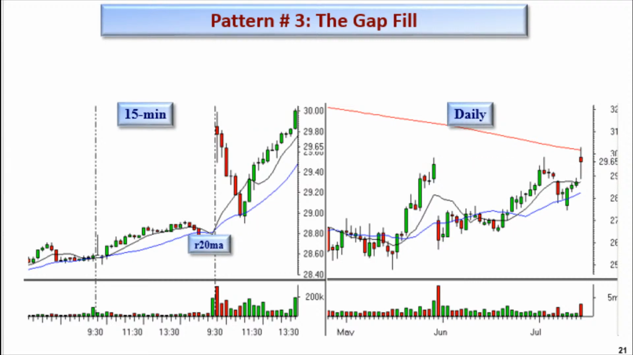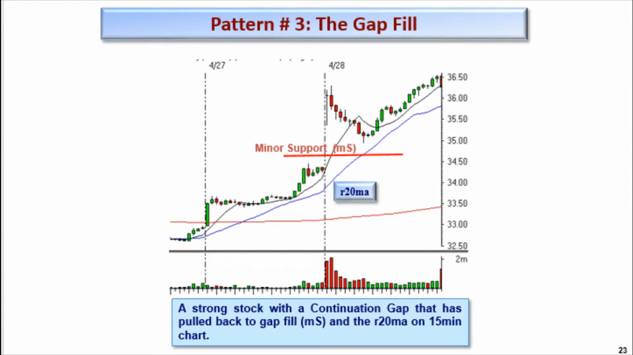Does that make sense? So notice the gap fill also at 11:15 reversal time, at the rising 20 also, and the minor support, which is the gap fill. Plus it had a COG bar. So this had multiple amplifiers, at least four. Okay, that's the gap fill.